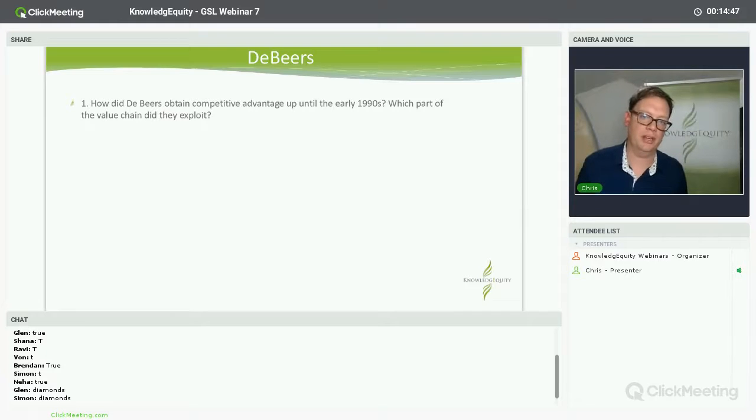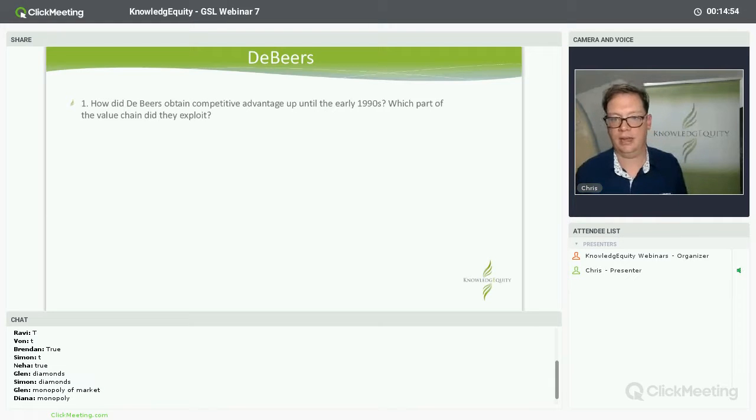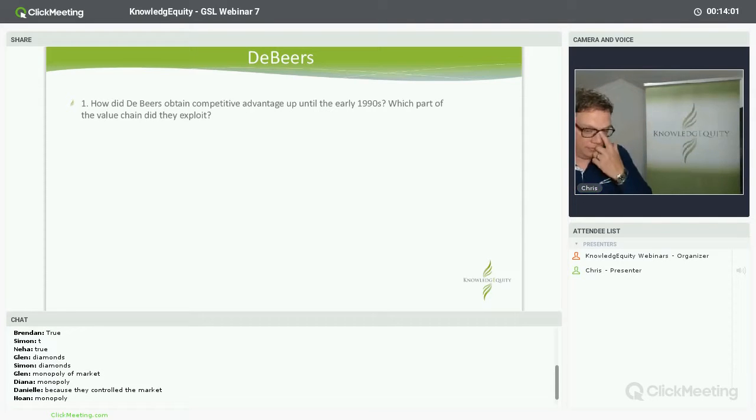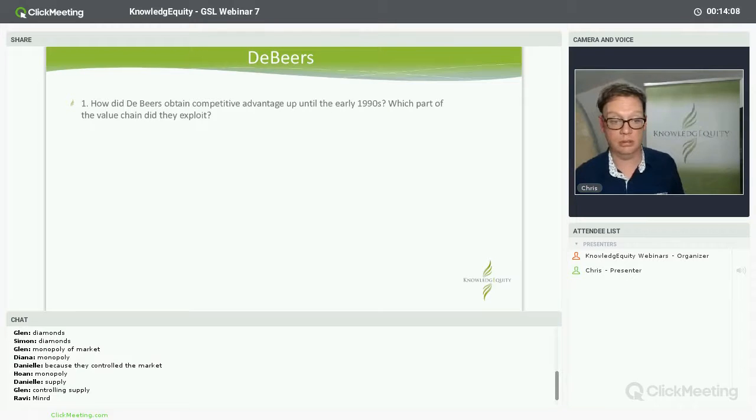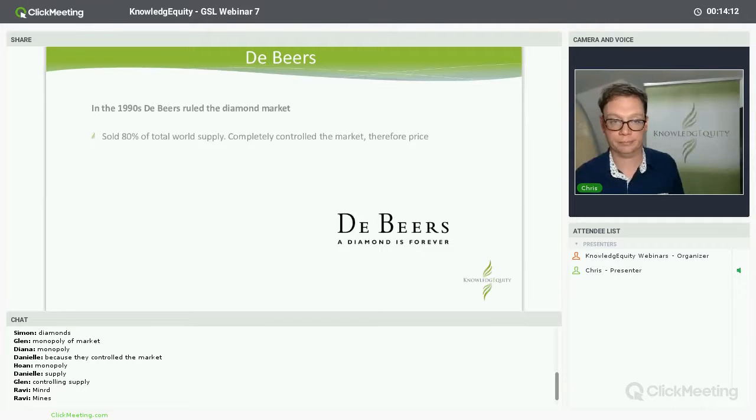So just really, really quickly, why do you think they had such competitive advantage up until the early 1990s? Thank you, Glenn. Diana. Yeah, that's pretty much it. And they're exploiting which bit? We don't have an industry value chain, but they had a monopoly because they controlled. Yes, thank you, Glenn. They controlled supply, didn't they? They pretty much ruled the diamond market, 80% of the total world supply.